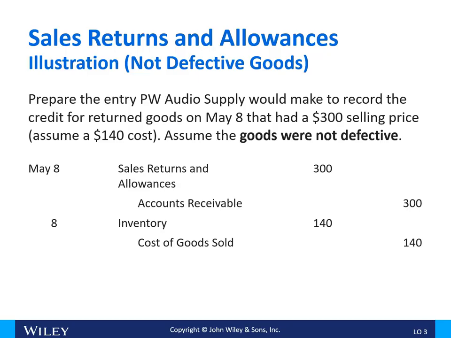Now that we're having merchandise return, we have to worry about inventory and cost of goods sold. So we're going to debit inventory, credit cost of goods sold. This is non-defective goods. So we're going to put that back in the inventory. We can resell those goods. So we're going to show that back in inventory at the cost of those goods. And then again, we reduce our cost of goods sold because it's not really a sale anymore.